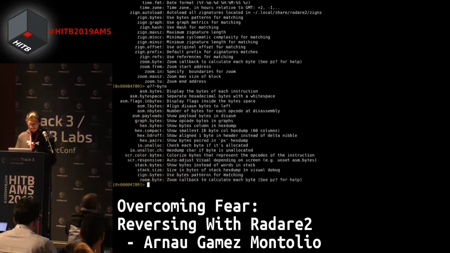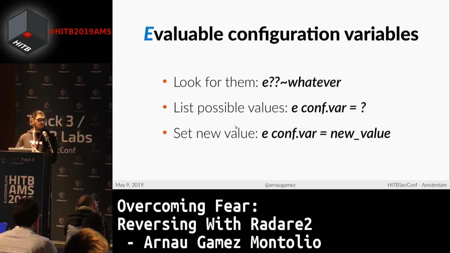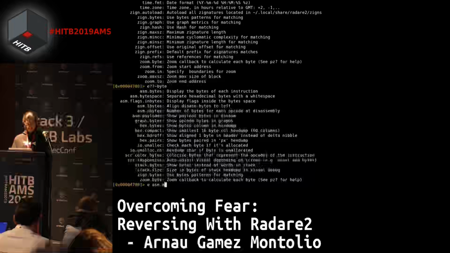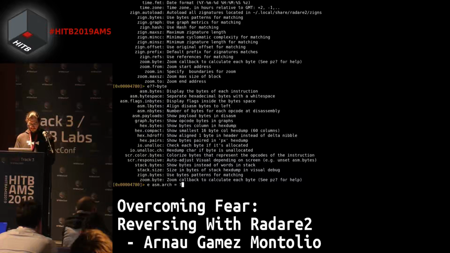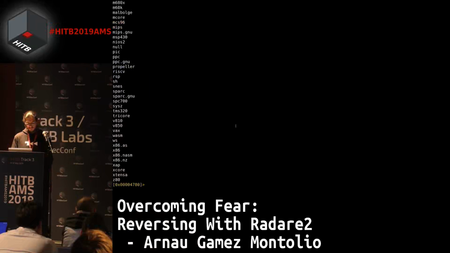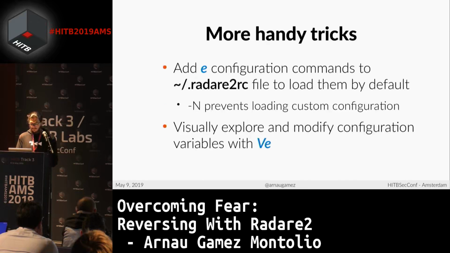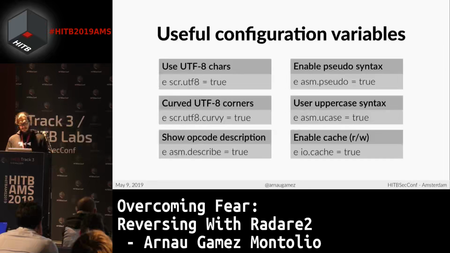Yeah, look for them with internal grep. We can list the possible values of a variable, we just make e the configuration variable equals a question mark. If it has a predefined set of values that it can take, it will give us those. For example, e asm.arch gives us which architectures can be defined as a variable. That's an example. And a lot of them are just binary values, true or false. And we can set a new value, just with an assignation. But I will go now.